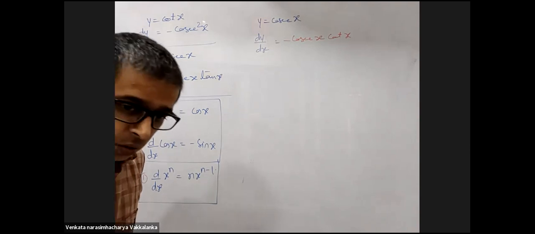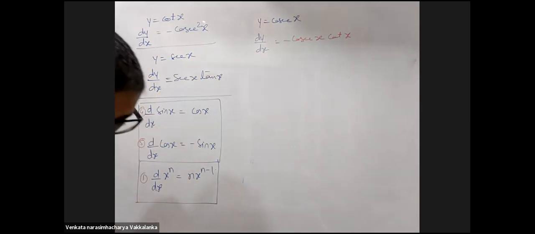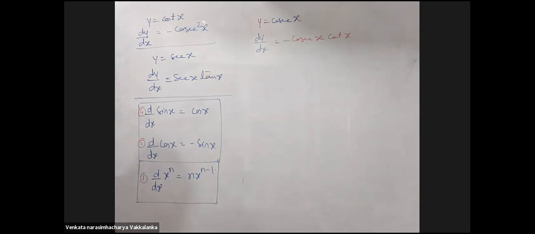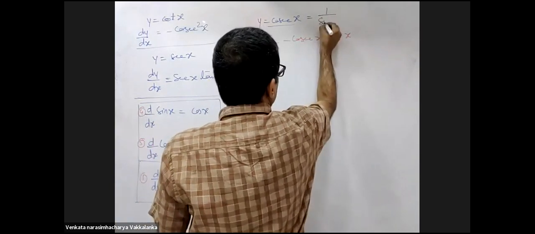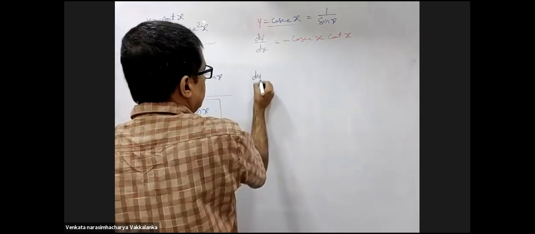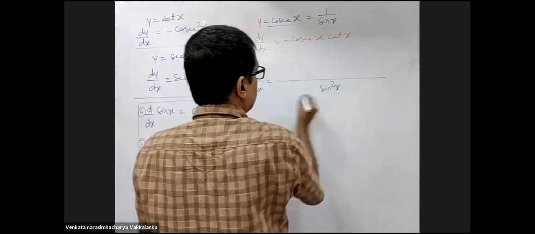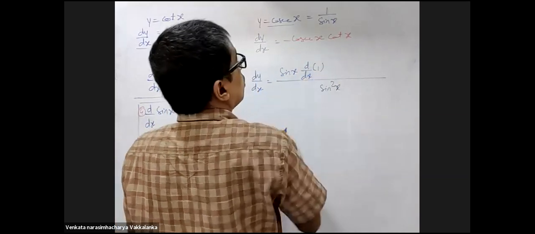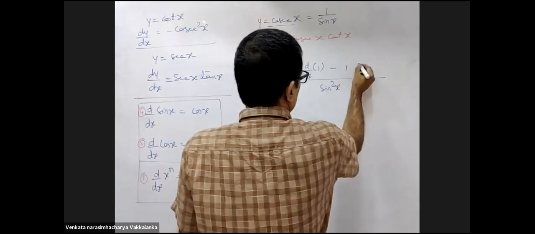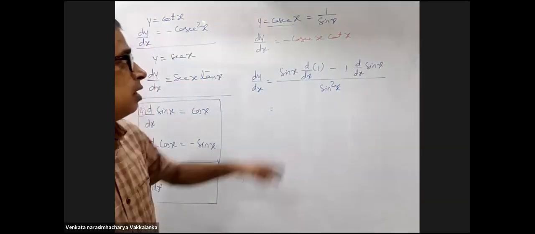If you are going wrong with the simplification, I'll do it. Finish off this, I'll do this on the board. Sir, done. Sir, can you do it for y equals cosec x? Okay, not an issue. Y equal to cosecant x, I'll put it as 1 by sin x. Dy by dx is sin square x, sin x times d by dx of 1 minus 1 into d by dx of sin x. Am I right?